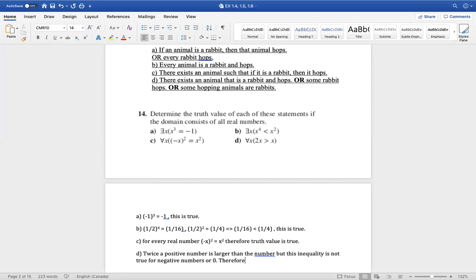Therefore, it's false. For example, if we take x as 0, then 0 is greater than 0 is logically wrong, because 0 is not greater than 0. 0 is equal to 0. So therefore, the truth value of this proposition is false. Questions?